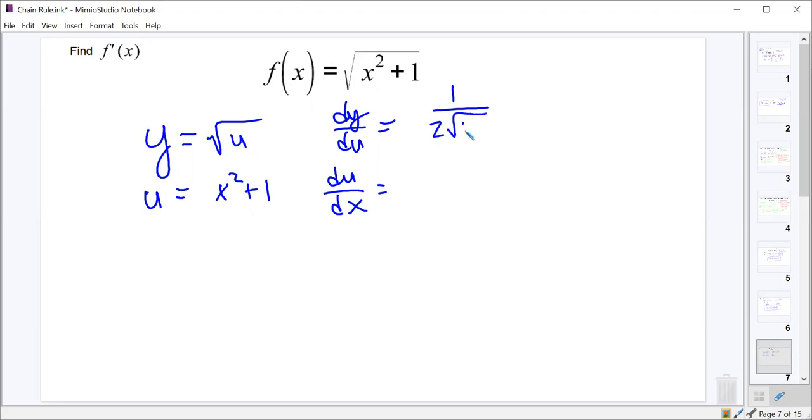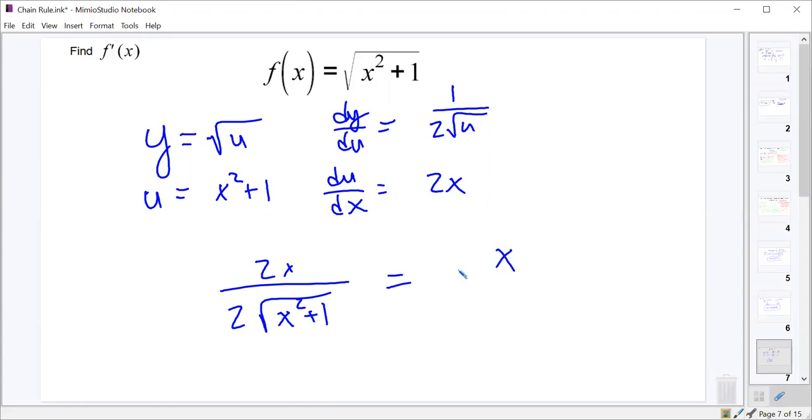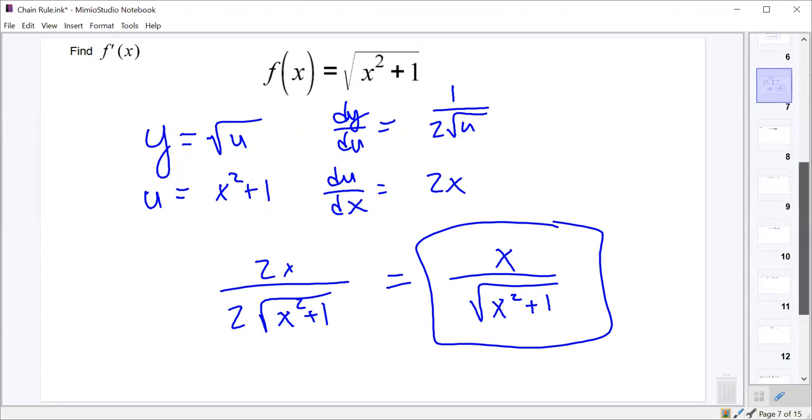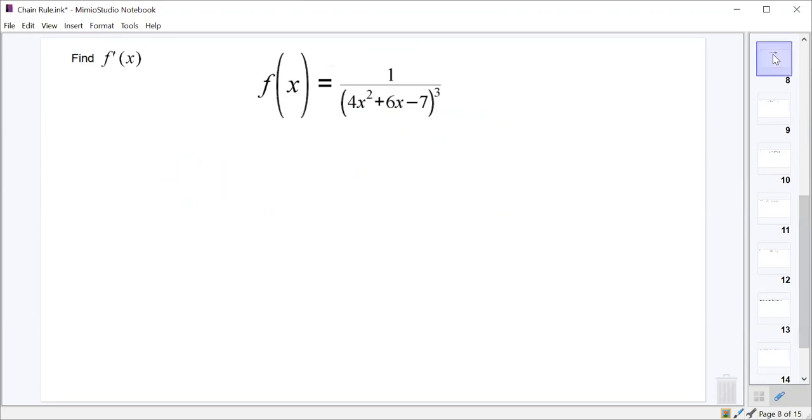Yep, that's one of the ones I told you guys to memorize, right? Square root of u's derivative is 1 over 2 root u. And what's du/dx? 2x. And so we'll multiply those together to get 2x over 2 root u, and we'll replace the u with x squared plus 1, cancel out the 2's, and we got x over root x squared plus 1. Any issues with that? Nope. All right.